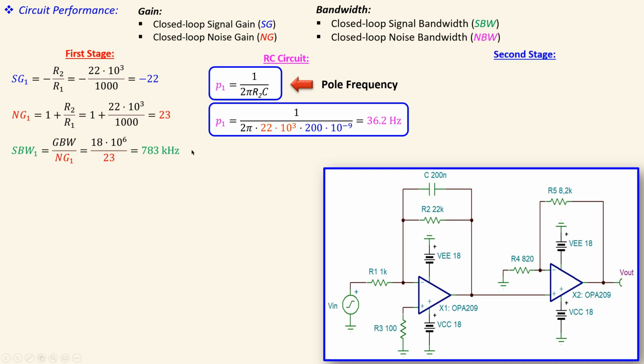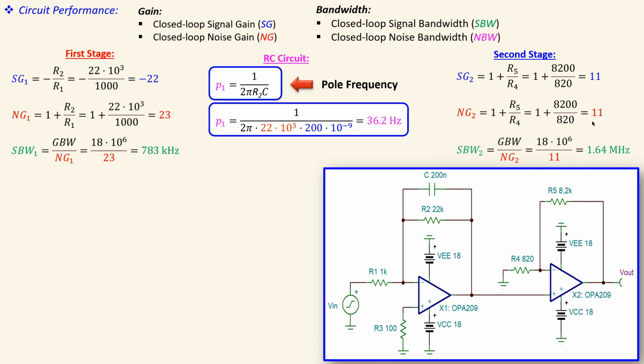Now, if you just look at the second stage only here, that will give you the signal gain, looking of course as a non-inverting amplifier, because you inject the signal here for this stage. That will be 1 plus R5 over R4. That will give you the value of 11. That will be the signal gain for the second stage. Noise gain will be exactly the same, because this is the place where you place the noise voltage source. Again, that will be also 11.